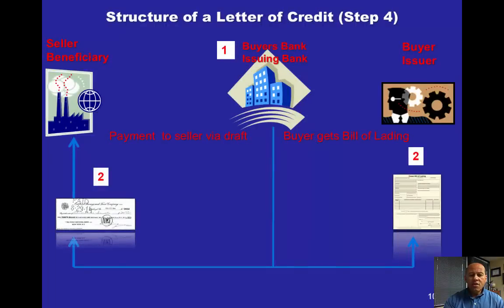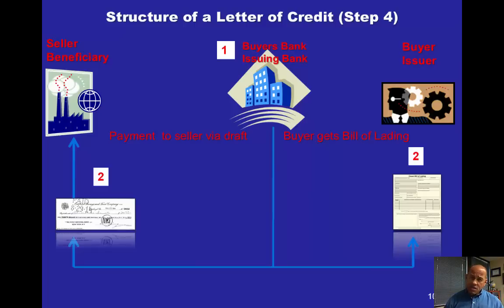So looking at the overall structure of a letter of credit, again, the seller will issue the draft, the buyer will issue the letter of credit, and so the instructions go to the seller. Likewise, the seller will submit the draft in order to get paid. Now, there's different types of letters of credit. So again, I should also mention that with the seller beneficiary, the seller also has their bank that they work with, and that is called the advising bank.